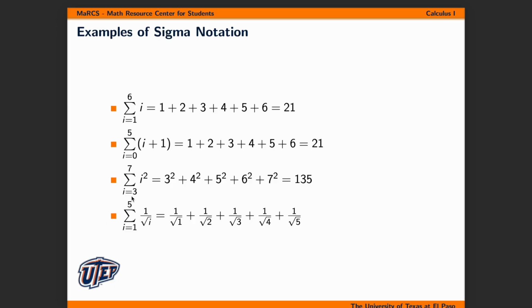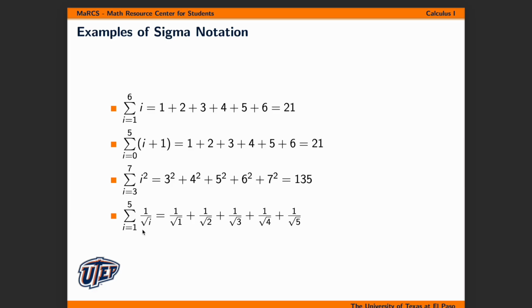Now we are starting off from i equals 3, and we are summing i squared up until 7. So the first term is 3 squared, the second term 4 squared, the third term 5 squared, the fourth term 6 squared, and the fifth term 7 squared. Summing all those gives us 135.